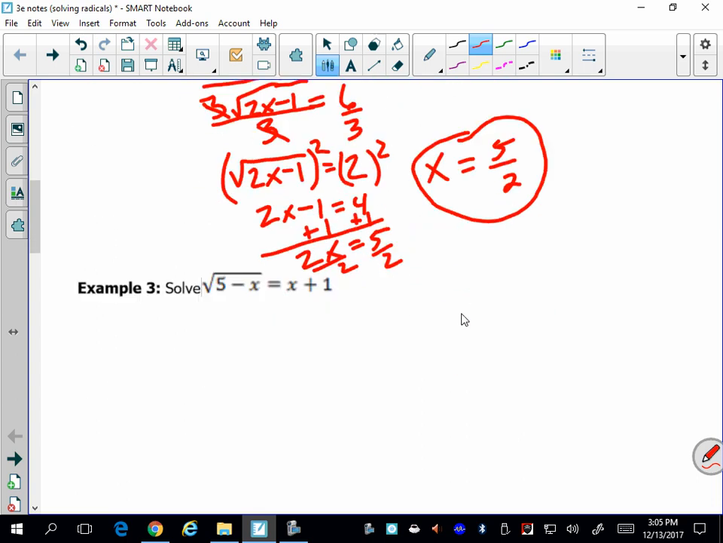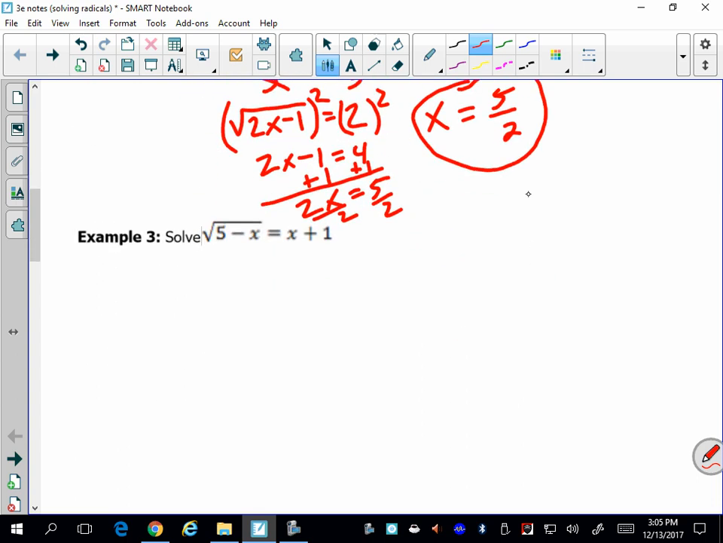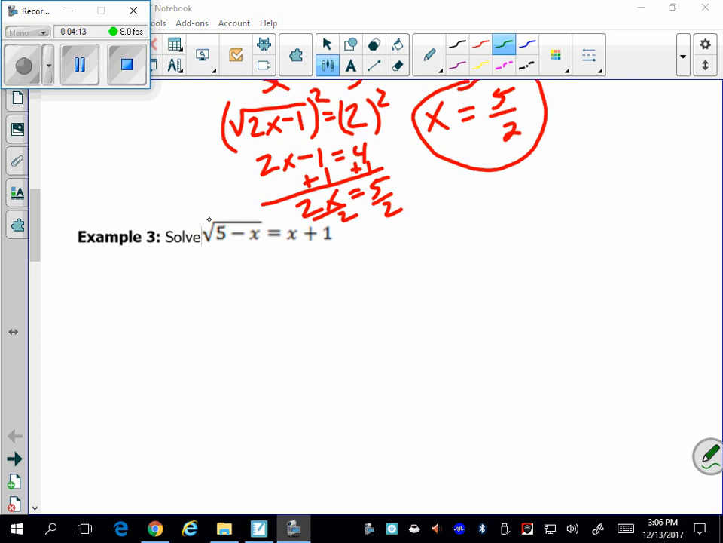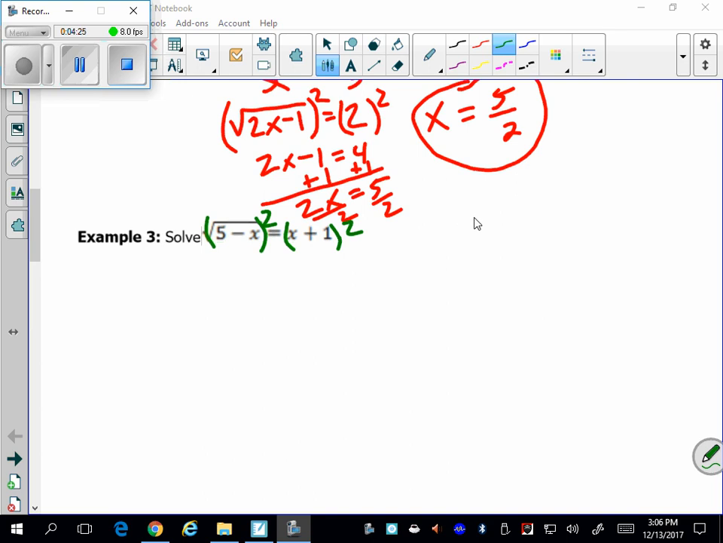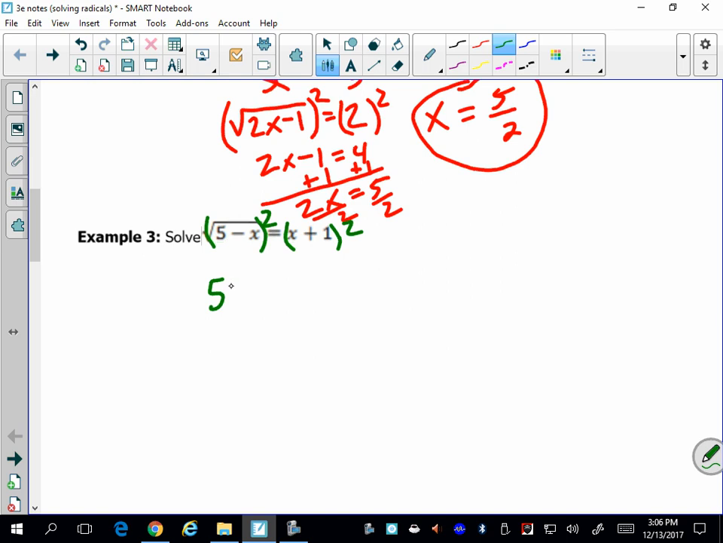Example 3. So here, let's go with green. Radical is isolated here. So at this point, we're just going to square. So square right away. Square root, opposite is square. So we have 5 minus x equals x plus 1 squared.